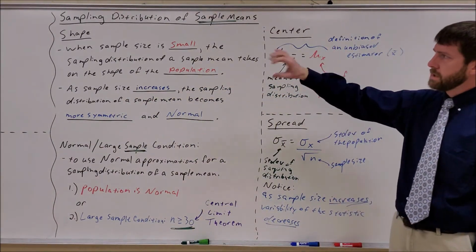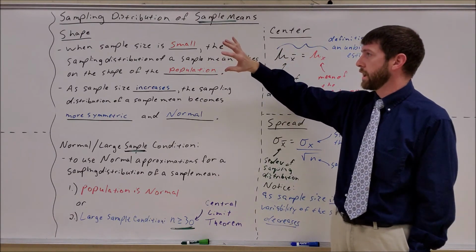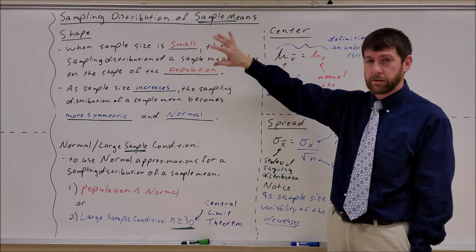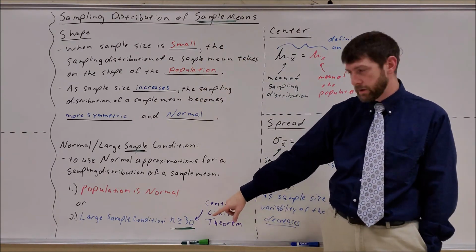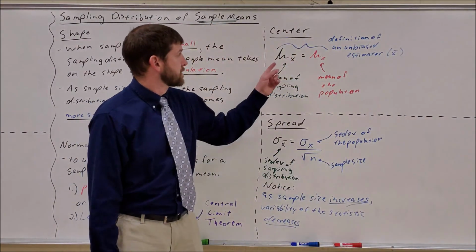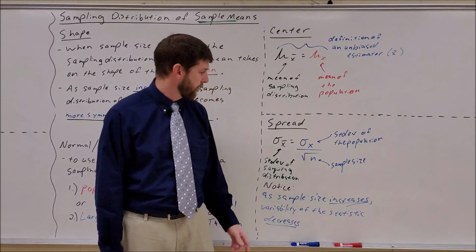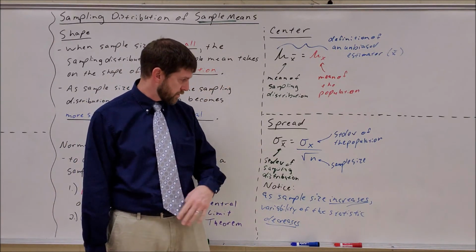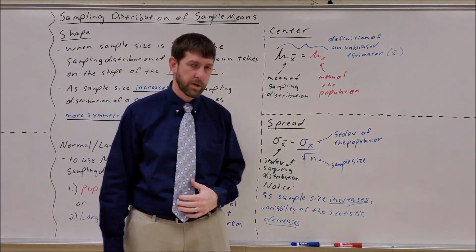So, sampling distribution of sample means, big ideas. If we have small samples, then they look like the population from a shape standpoint. If we have large samples, greater than or equal to 30, then the shape is going to be normal. The center of the sampling distribution should be the center of the population, and the standard deviation of the sampling distribution should be the standard deviation of the population divided by square root of sample size.